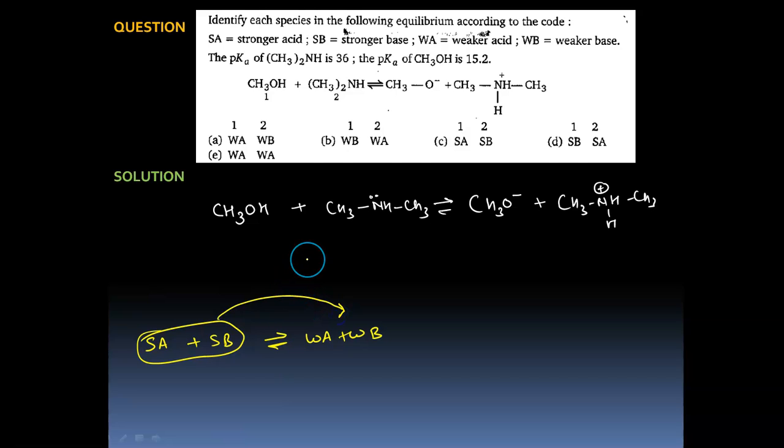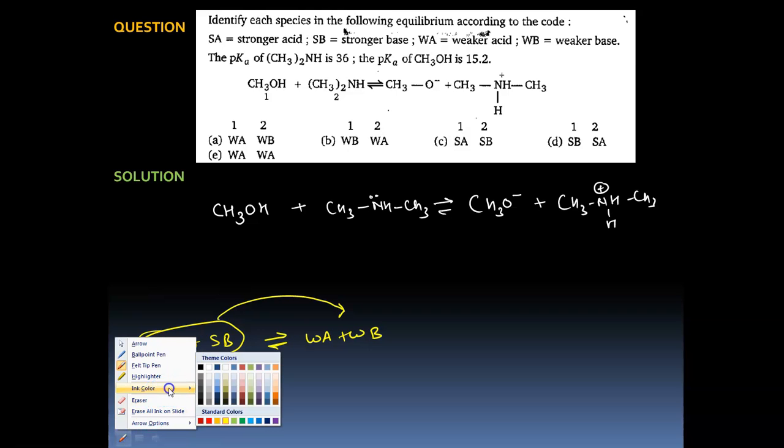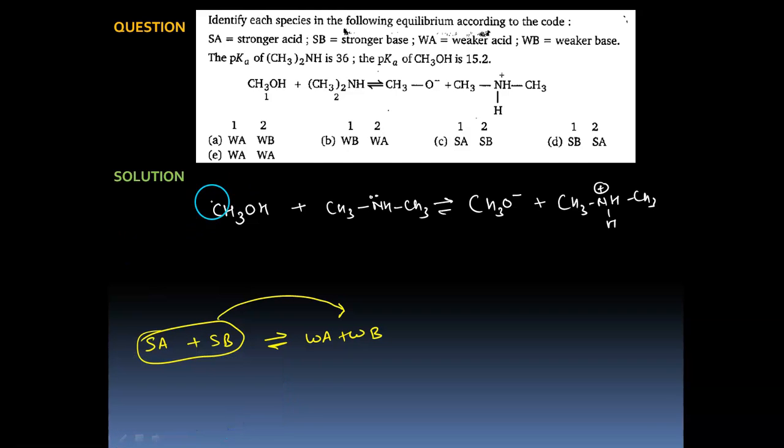That is the idea behind when you have to check which side is more dominant, or to locate the side which is having weak acid weak base combination. So let us see this question. Over here, if we talk about the forward reaction, this methanol molecule is providing a proton, so it is having the role of an acid represented by A, let us say, and this secondary amine is accepting a proton, so this is a base.